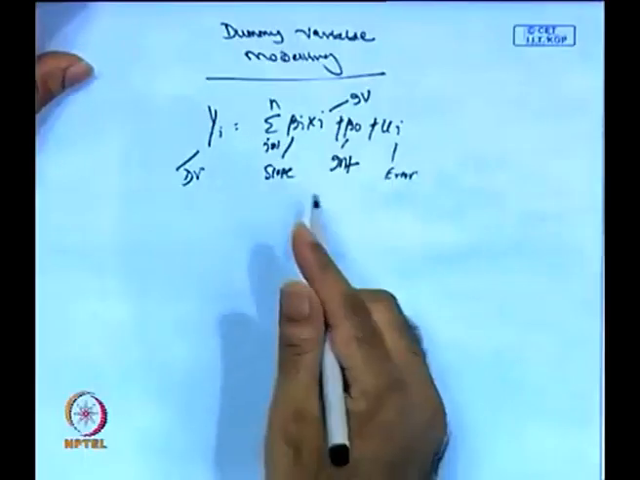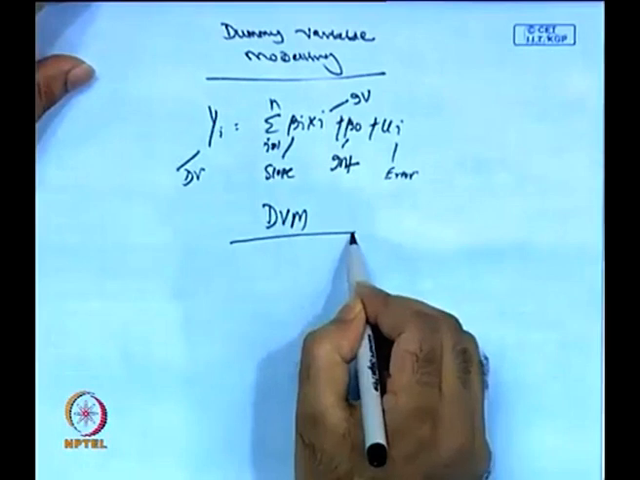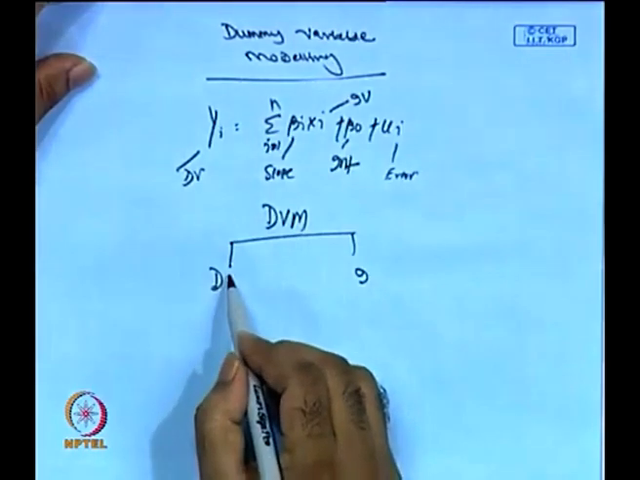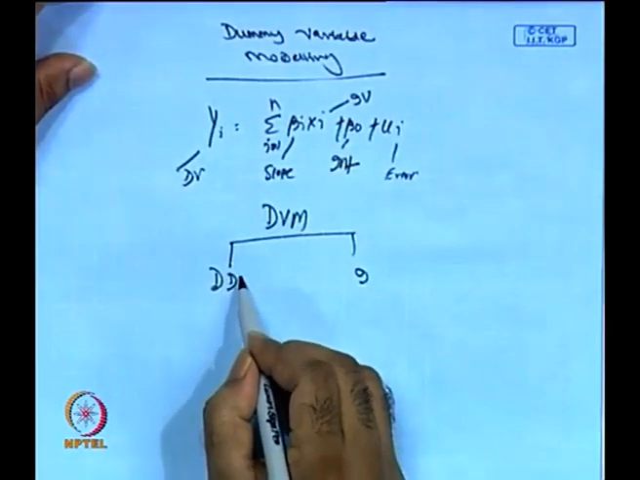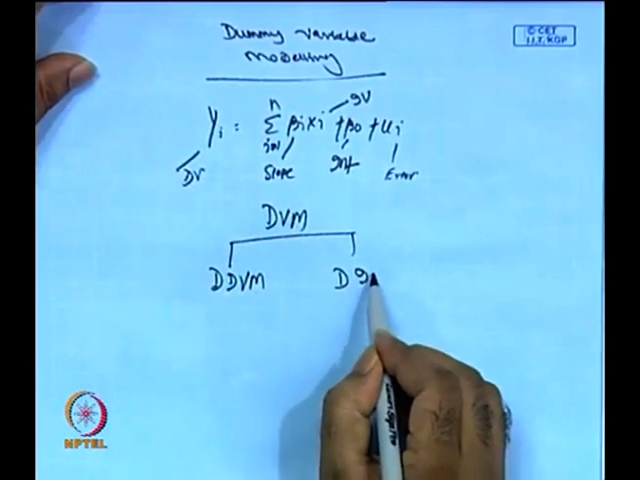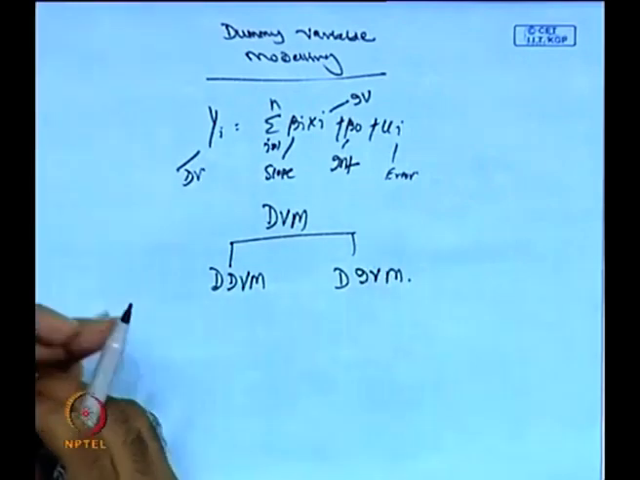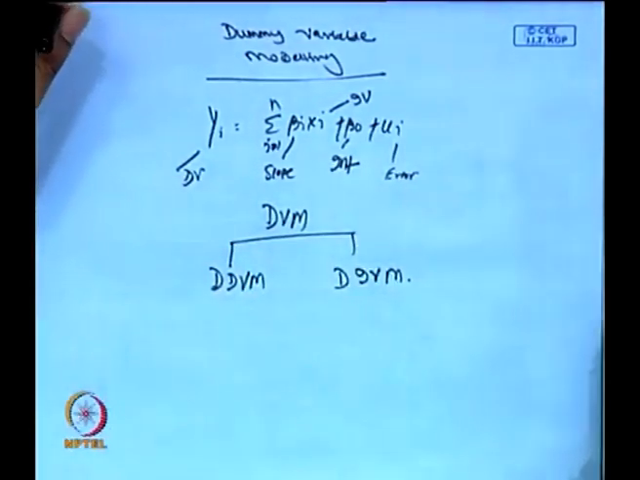Another structure we usually find in econometric modeling is called dummy variable modeling. Dummy variable modeling is basically divided into two parts, as per the dependent structure and as per the independent structure. That is called dummy dependent variable modeling and dummy independent variable modeling.